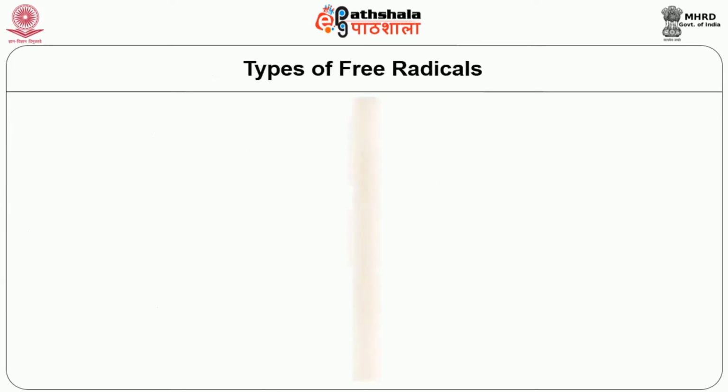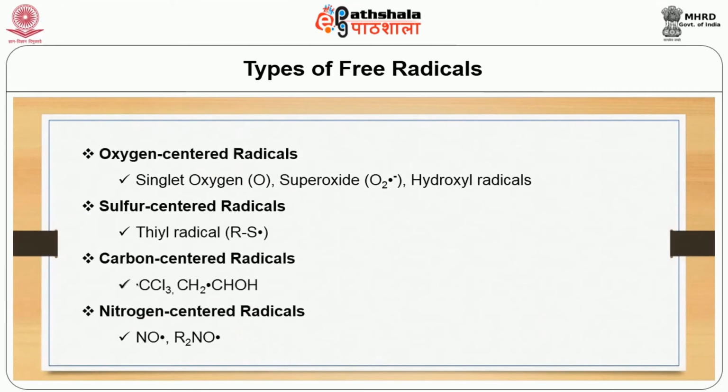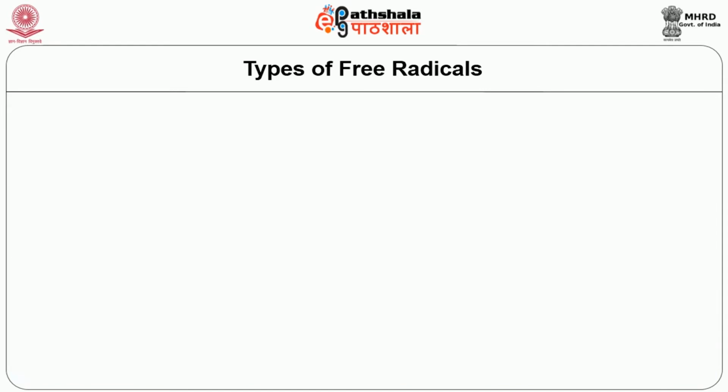Now we are going to see the types of free radicals. These are all the types of free radicals: oxygen-centered radicals, sulfur-centered radicals, carbon-centered radicals and nitrogen-centered radicals.